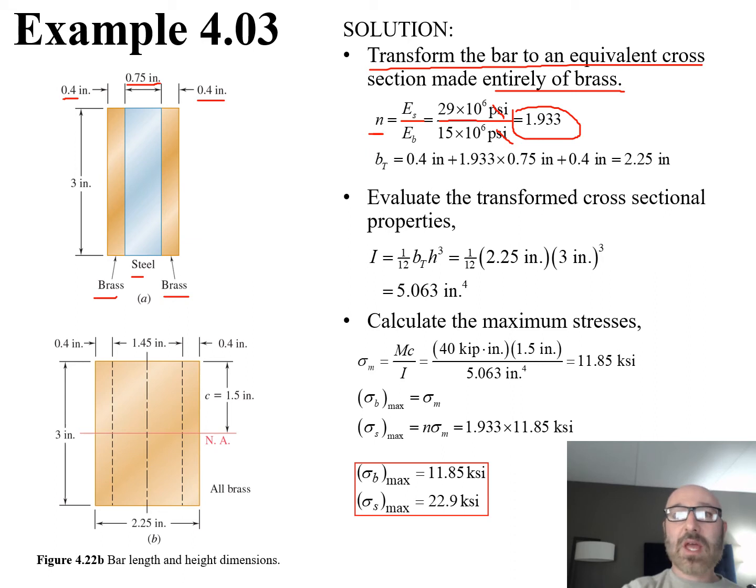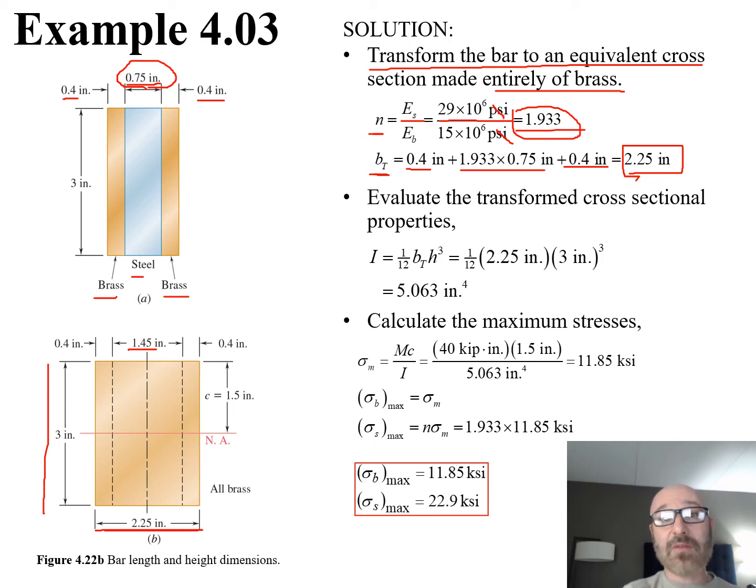So we say our new thickness, our B sub t, the whole brass section thickness, is going to be equal to, well, the two brass sections aren't going to change, so it's 0.4 and 0.4. We can leave that the same. What is going to change is we multiply this 0.75 by this 1.93, and that's where we have this relationship. We multiply that together, and that's 1.45. So we say 0.4 plus 1.45 plus 0.4 gives us a B sub t of 2.25 inches. And that's what we have down here in this diagram. Now that we've drawn this out, our height doesn't change. This is still 3. This is now 2.25. And our center section has gone from 0.75 multiplied by our value for n, and this is now 1.45.